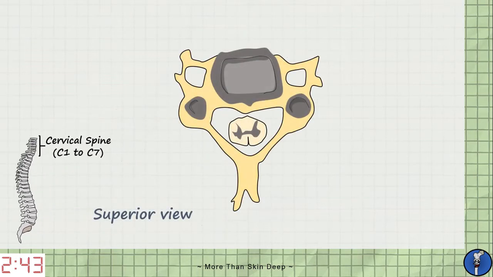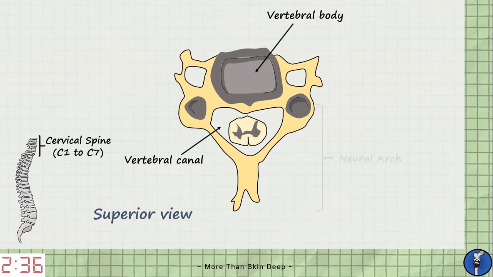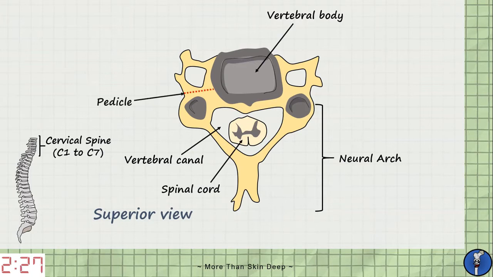Generally, a typical cervical vertebra has a rectangular vertebral body and a triangular vertebral canal. The vertebral canal is enclosed posteriorly by the neural arch. Within the vertebral canal is located the spinal cord. The intersection between the neural arch and vertebral body is known as the pedicle.